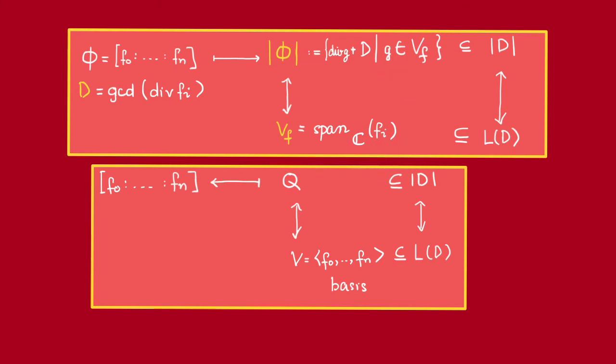We can also go in the other direction. So given a linear system Q, corresponding to a vector subspace of LD, we can take a basis of this vector subspace, and that will give us a tuple, which again will correspond to a holomorphic map from X to some projective space. However, note that this doesn't work for just any linear system. We have to choose a base point free linear system. And we'll explain what that means in the next video.